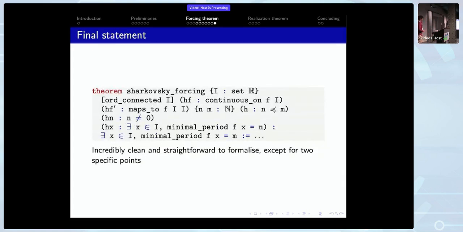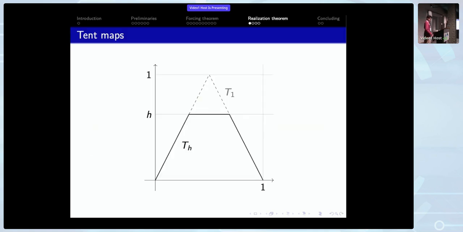Okay, and here's what the final statement looks like. So like I mentioned, it's incredibly straightforward to formalize, except for those 2 specific points, that awkward double induction and this really annoying natural numbers thing at the end. So I'll just mention these two final things at the end. So if I have a point within the interval which has minimum period n, then I have a point which has minimum period m under the condition that n is before m. So hopefully that is a fairly clear translation of what I claim to be proving.